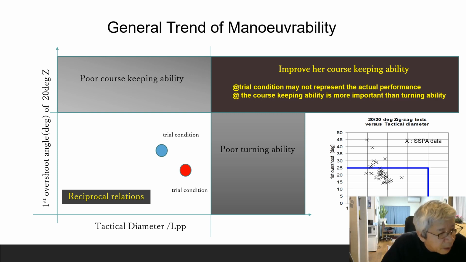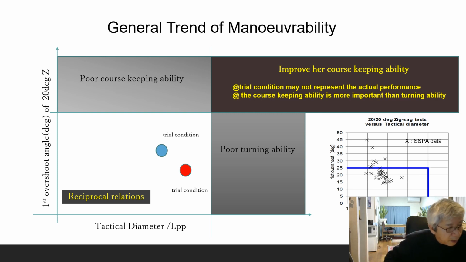Next slide, it's very familiar for everyone. The maneuverability we can evaluate from two points. One is turning ability, here the tactical diameter. Another aspect, another performance, is course keeping ability. In this case, the overshoot angles are used. The blue one shows the conventional rudder case. The red one is the gate rudder case.